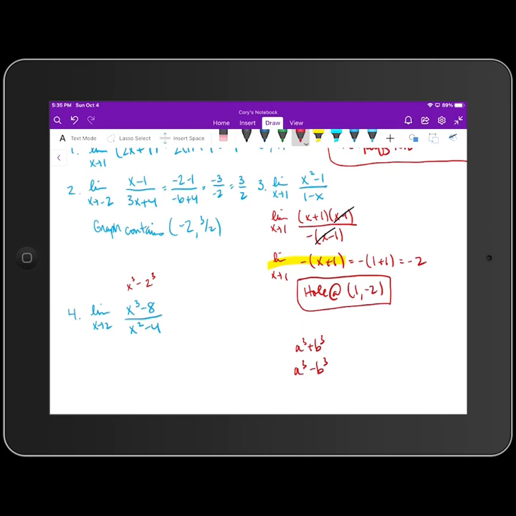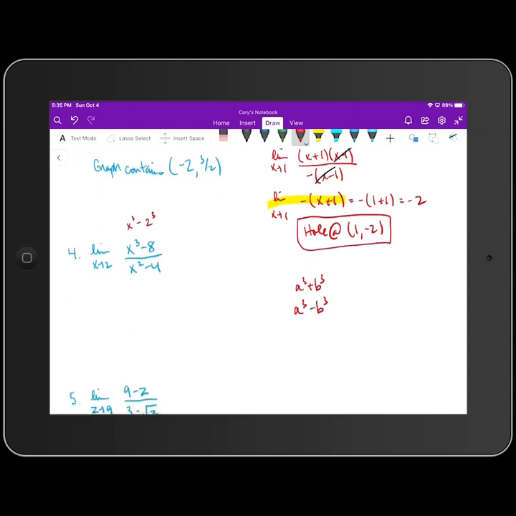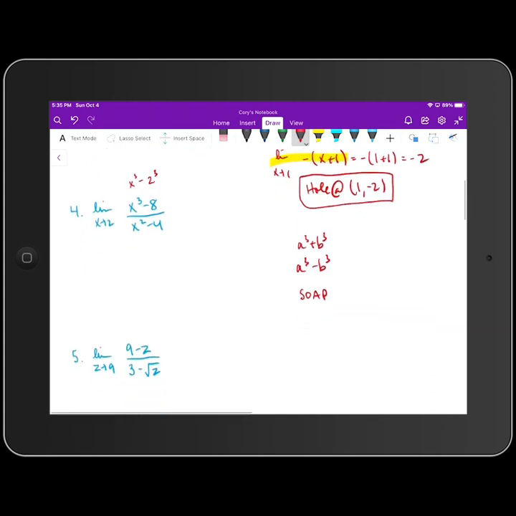Okay, now the acronym that we use to factor the sum and difference of cubes is going to be SOAP. So you're going to want to remember that acronym when factoring the sum and difference of cubes. And what that acronym SOAP tells you is the signs in your factors when you factor the sum and difference of cubes. So the S in SOAP stands for same. The O in SOAP is opposite. A is for always. And P is for positive.